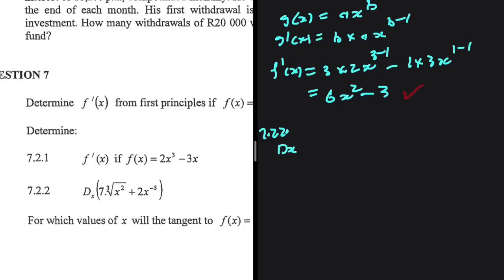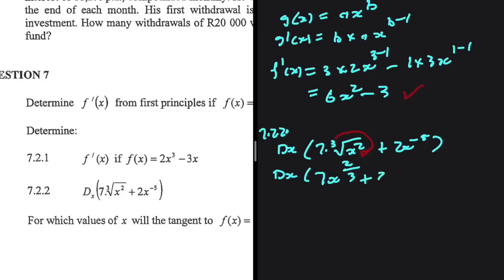So we have dx and 7 multiplied by the square root of x squared, with that 3 up there, plus 2x to the minus 5. Right, so let's just rewrite this nicely in the following way. We're going to have 7x to the power 2 divided by 3. Yes, we can bring this 3 right here. We are allowed to do that. Plus 2x to the minus 5. It seems like everything is in standard form now. We can go ahead and derivate.